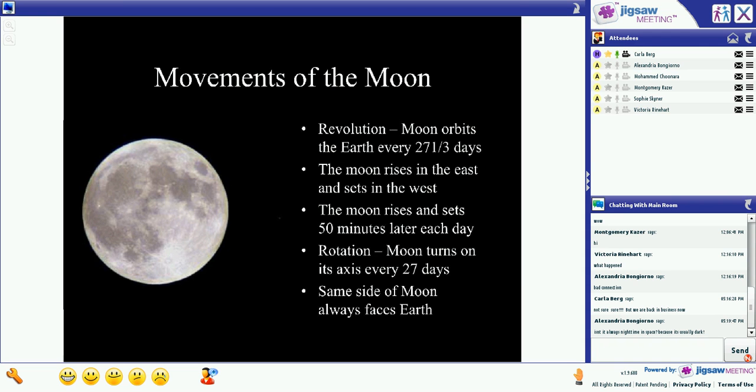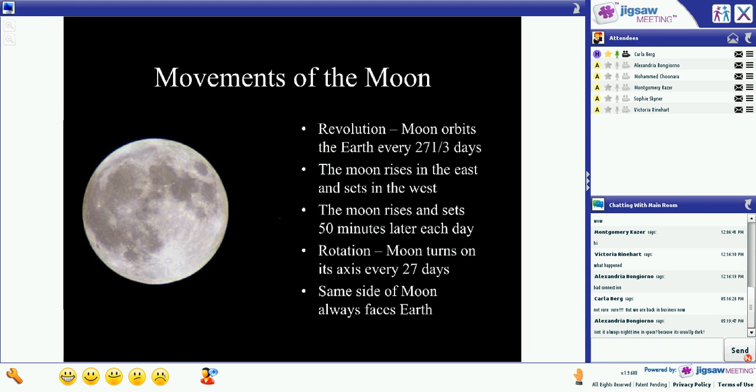Now the moon moves. The moon orbits the Earth every 27 and a third days. The moon rises in the east and sets in the west. It rises and sets about 50 minutes later each day.